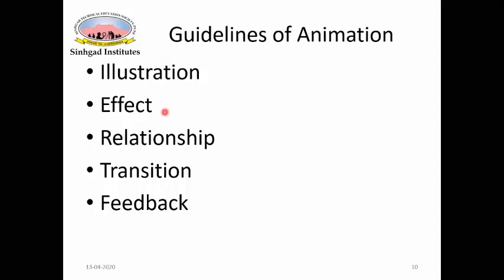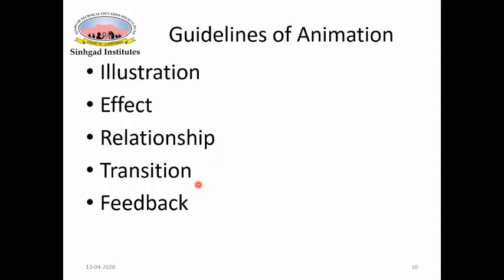Next, we have effect. Animation creates interactions that model their real world counterparts. So we are always going to give some effect to our animation which looks like it would in the real world. Next, relationship. Animation shows relationships between objects: where objects come from, where they are going to, where they get stuck, where they are damaged or going to break. All these kinds of relationships you are going to show in animation.